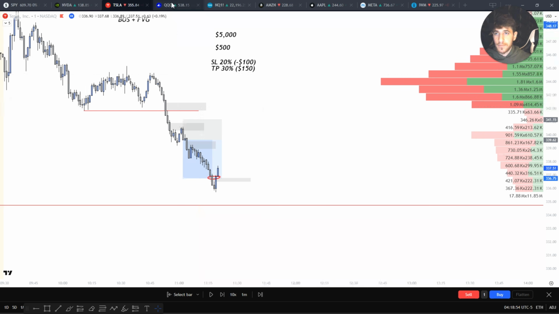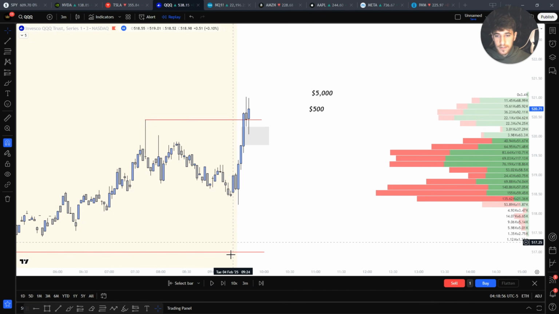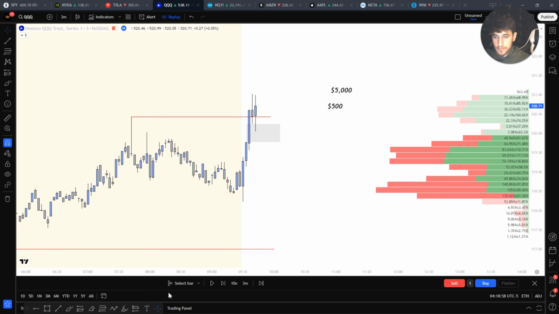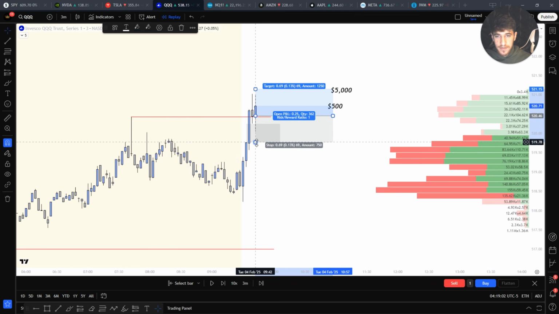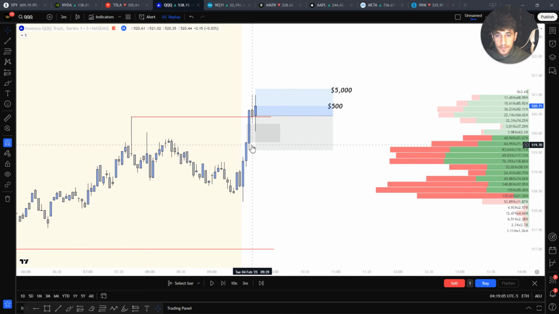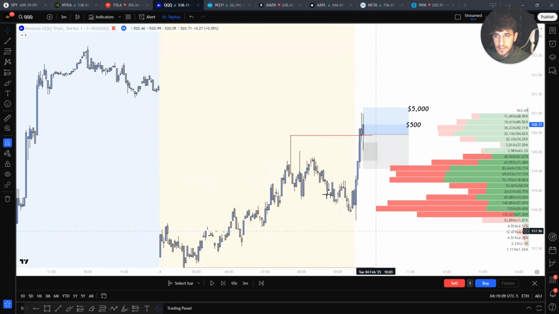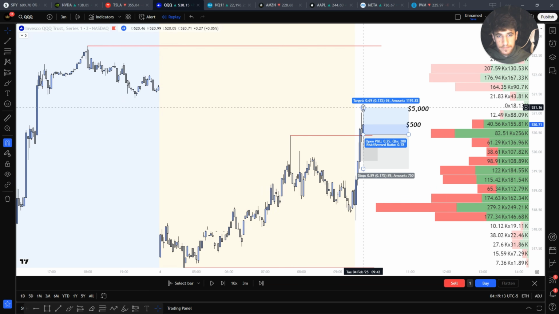All right, so let's go ahead and take a look at this trade on QQQ. Alrighty, right over here we have another break of structure and another fair value gap. You have a stop loss right under the low of the middle candle. All right, and you have your target at the next significant high, which in this case is going to be right up here, right at this high.